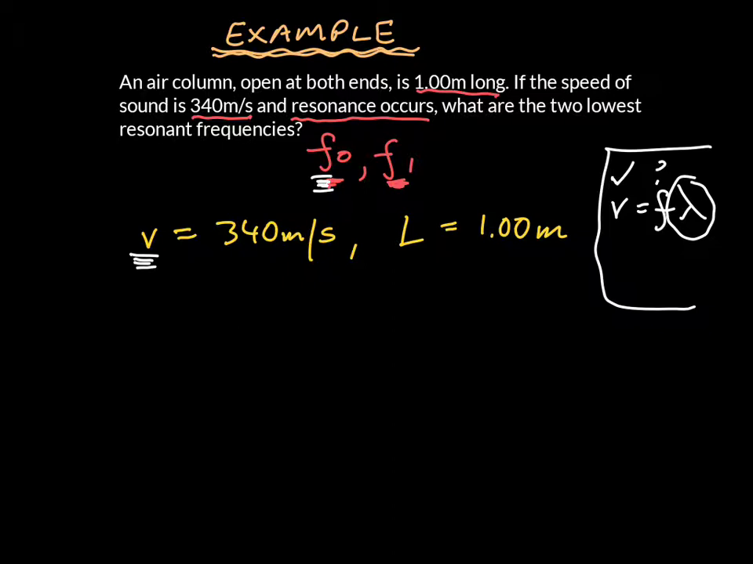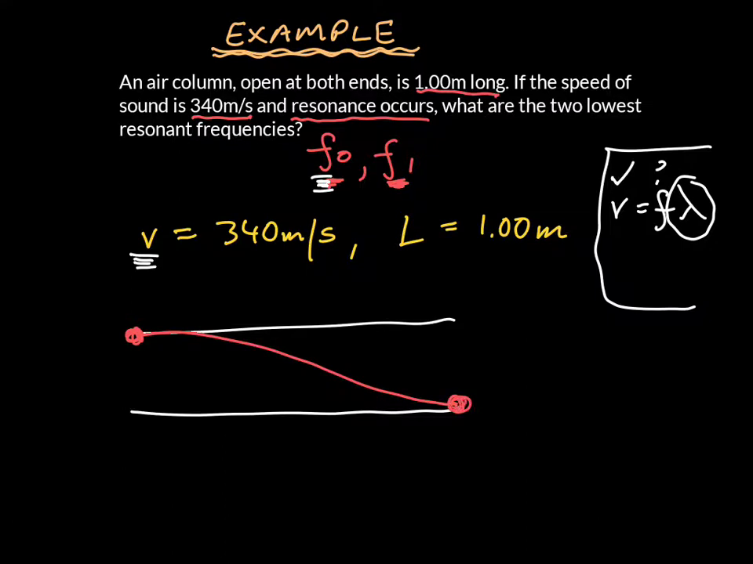So how are we going to get the wavelength? Well, for an open-ended column, you can memorize this, of course, but I'm just going to go quickly and draw that first harmonic. So it should be open, open. And we already talked about how the length is equal to half a wavelength. So another way of writing this, the wavelength is equal to 2L. And we know what L is, mercifully.